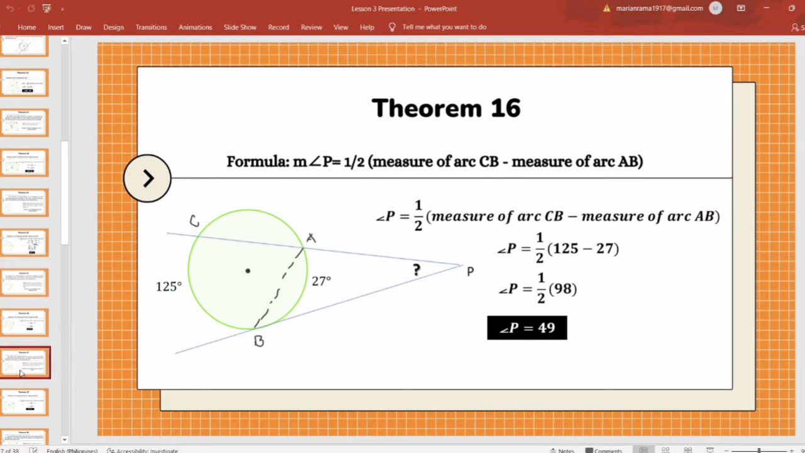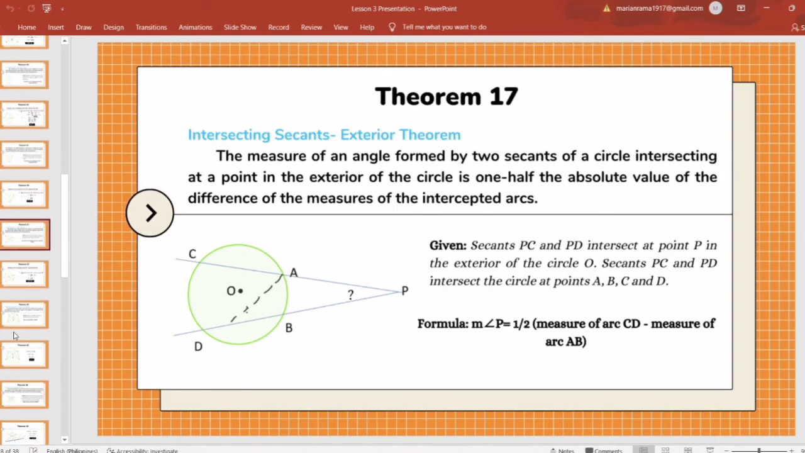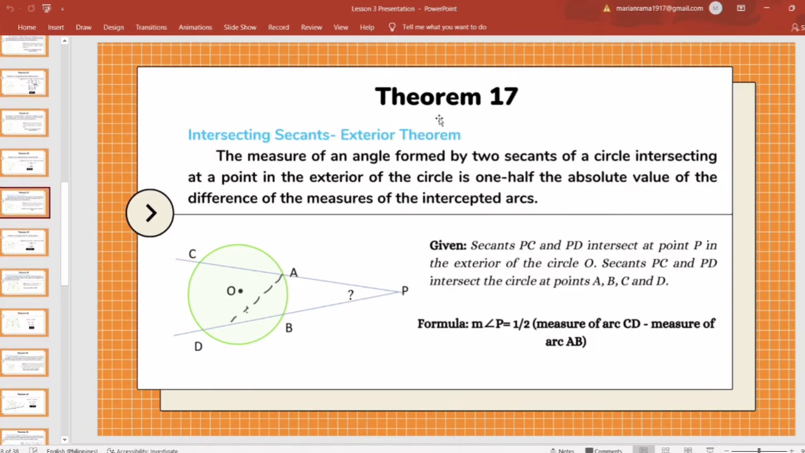Next, we have here Theorem 17, the intersecting secants exterior theorem. The measure of an angle formed by two secants of a circle intersecting at a point in the exterior of the circle is 1/2 the absolute value of the difference of the measures of the intercepted arcs. As you can see, we have the given here: secants PC and PD intersect at point P in the exterior of our circle O. So we have secants PC and PD intersect the circle at points A, B, C, and D.